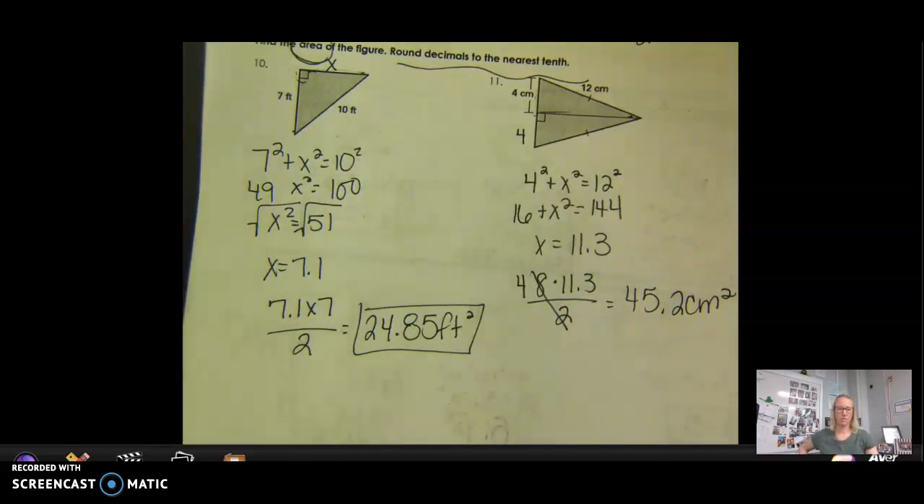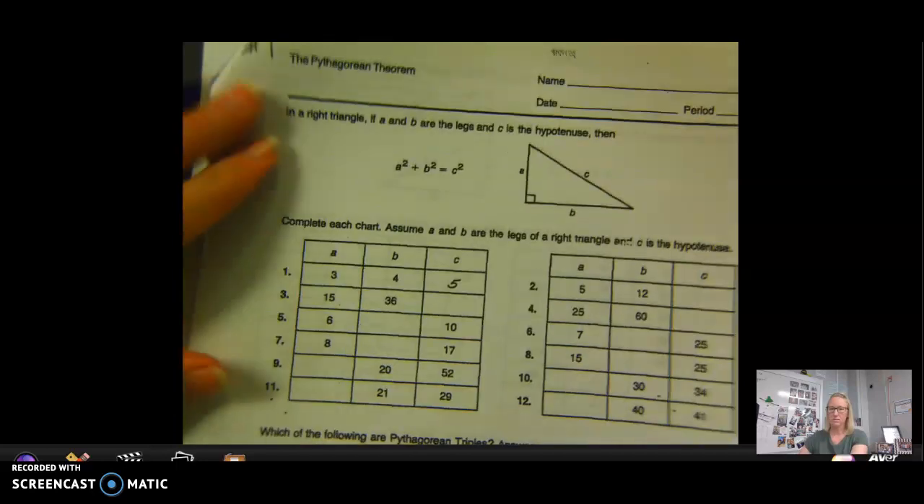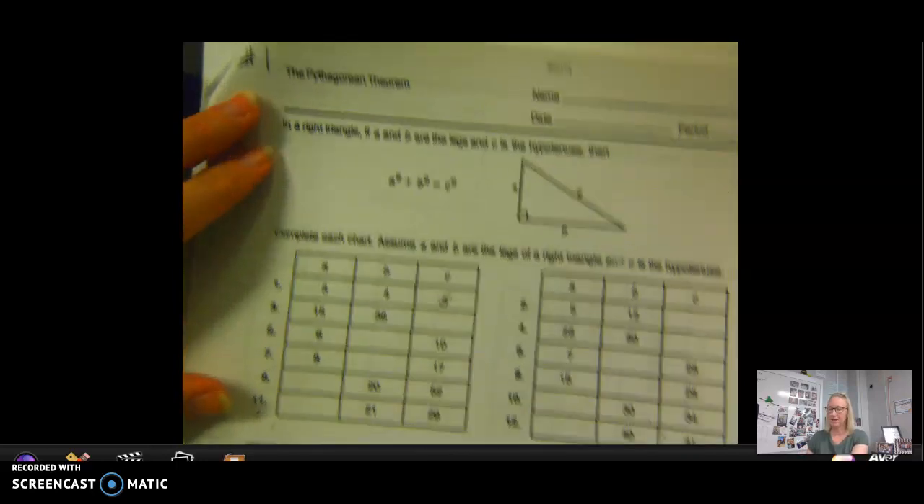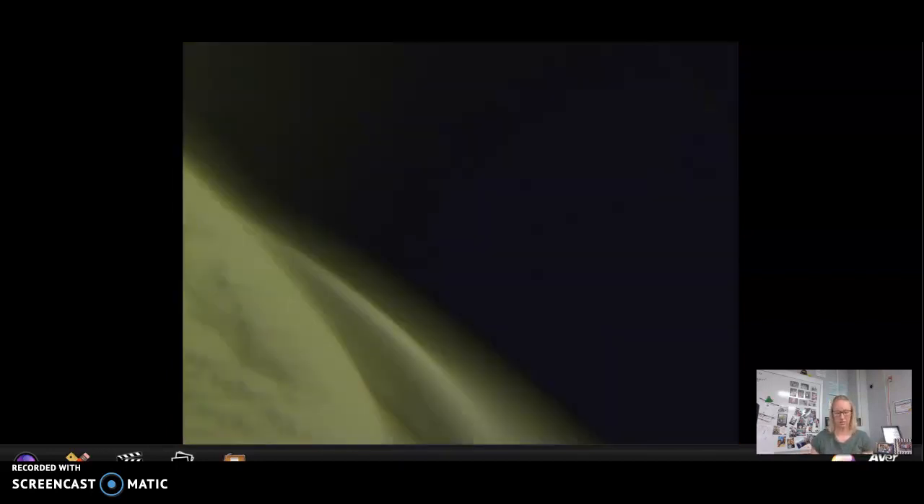Okay, so there will be a Schoology homework assignment in here, and then I also want you to do the first page, we'll call this page 1, the first page of your supplemental packet. It says the Pythagorean theorem. It has number 1. So go ahead and do this. There will be a small assignment in there for you to put some of your answers in.